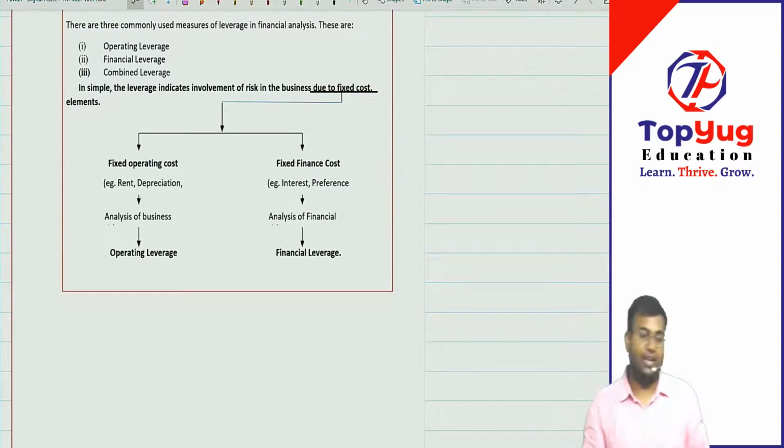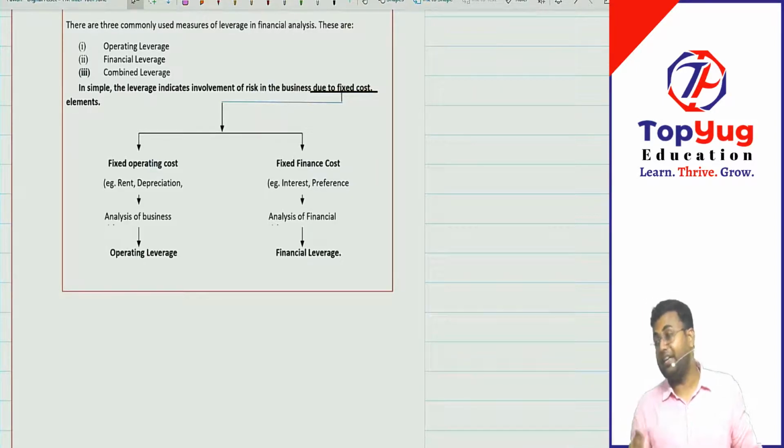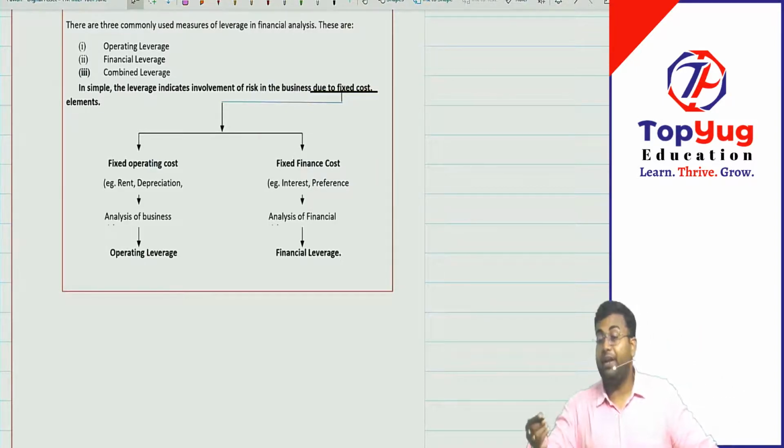Please underline. Very, very important. What does it indicate? Involvement of risk. So that means now you are entering into a riskier zone.